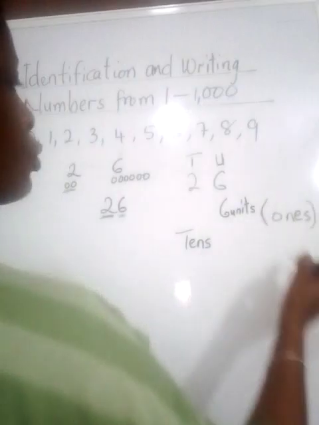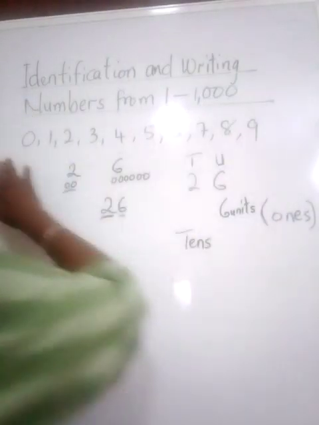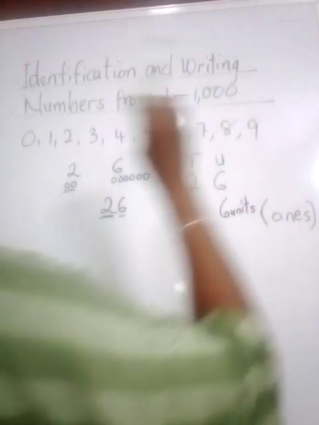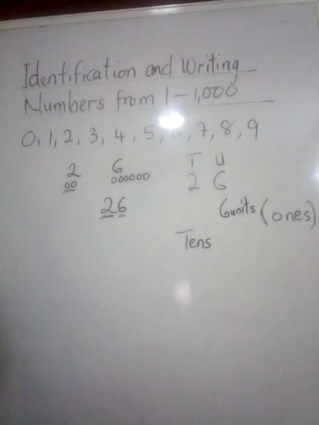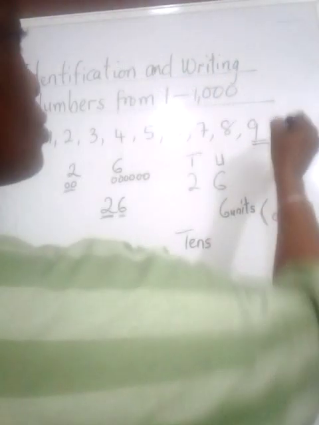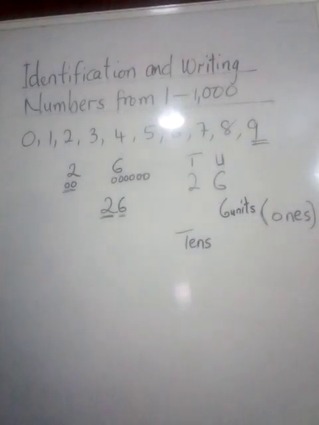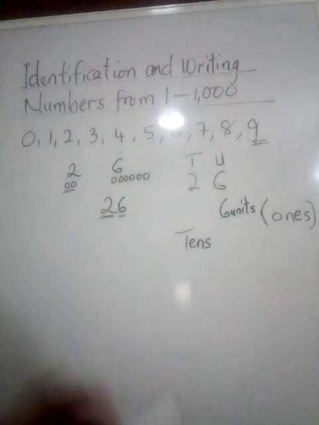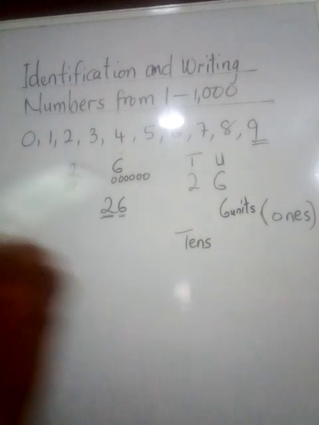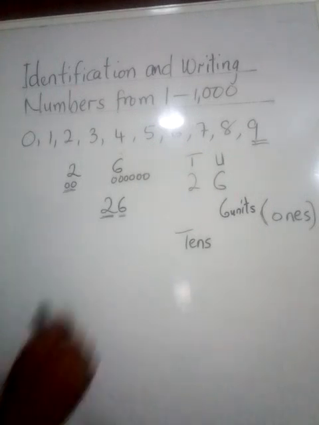Now when you have your units, remember in our new numbers, the digits that we combine to form other numbers, the highest number you have there is 9. 9 is the highest or the largest single digit number. 9, I will repeat that, is the largest single digit number.